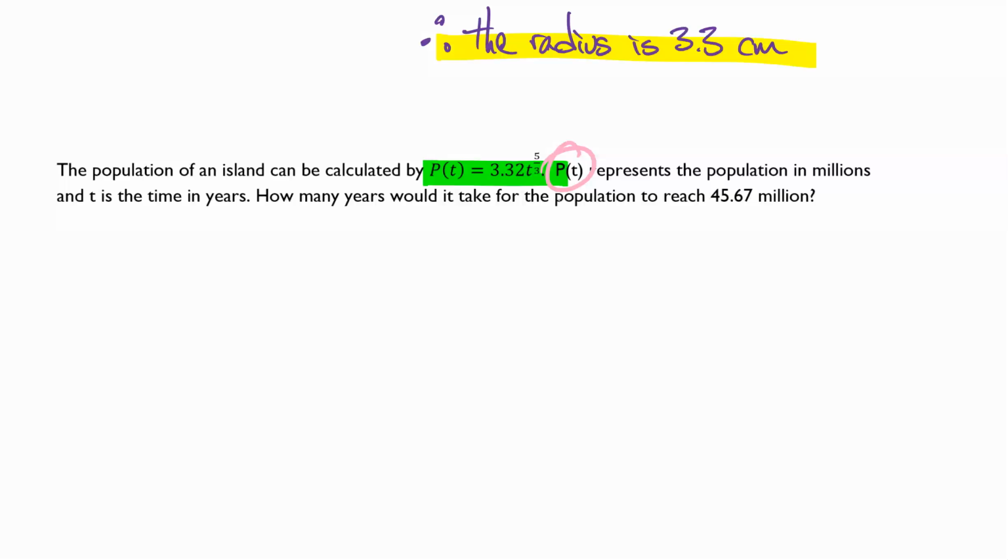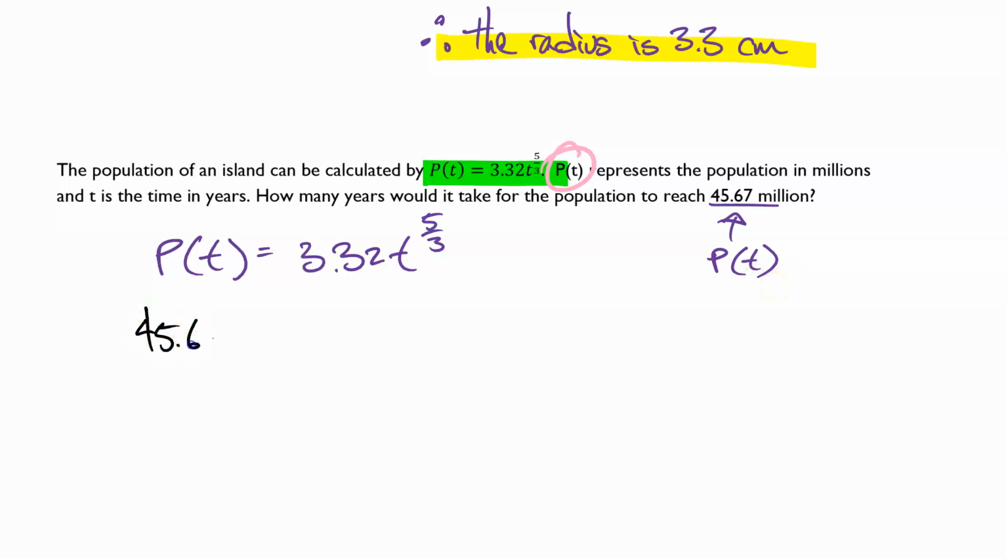Let's try it. Here we go. We're going to say p bracket t is equal to 3.32 times t to the exponent 5 over 3. We need to sub in something, right? 45.67. What is that? That is the future population. So p(t) at a certain time will be 45.67. Let's plug this in. If we plug it in, we get 45.67 coming in for p(t), and everything else will look like this.